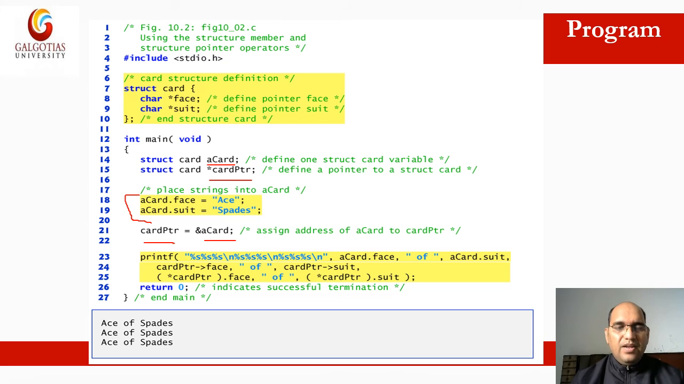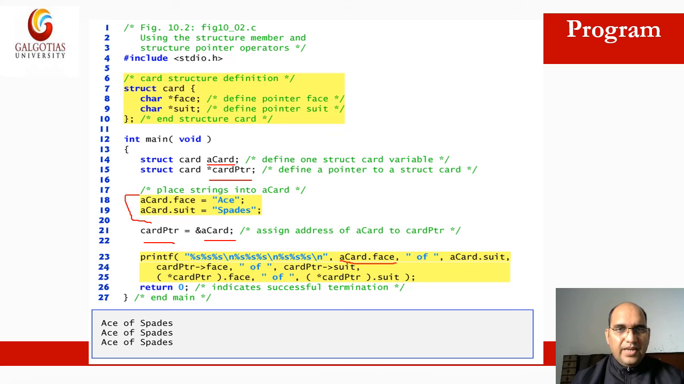So now here I will tell you how we can use the dot operator and how we can use the arrow operator. In which case we use the dot operator and in which case we use the arrow operator. So these are the things which we have used here: percent s, percent s, percent s, and then slash n, and again percent s, percent s, percent s, then slash n. So in the first percent s, what value will go? That value will go which is stored in a card dot face. So a card dot face, the value is ace, right? So ace will be printed as it is, then second, of will be printed, and third one is a card dot suit. So a card dot suit, the value is spades, so spades will be printed, right?